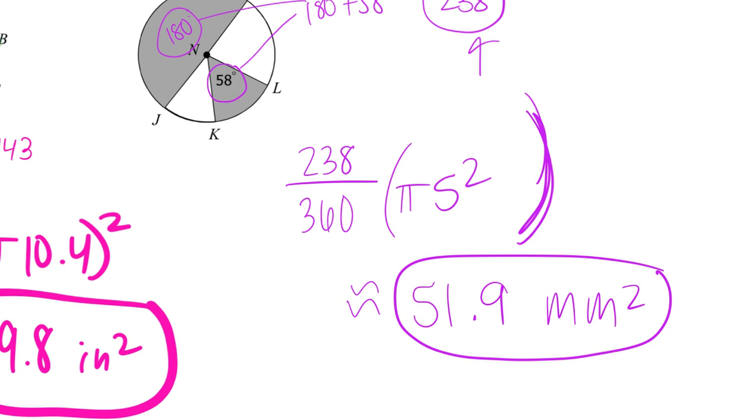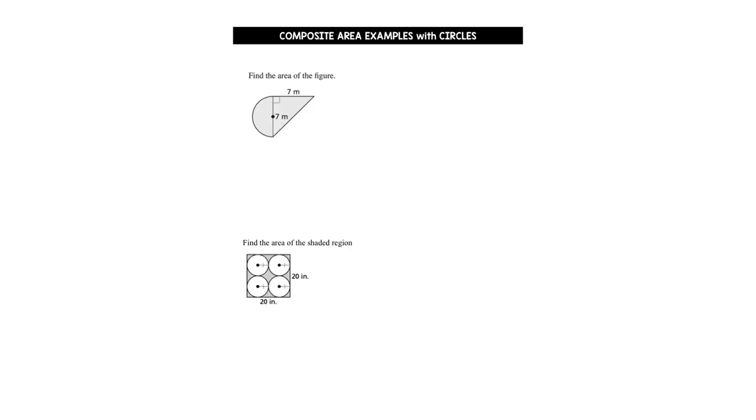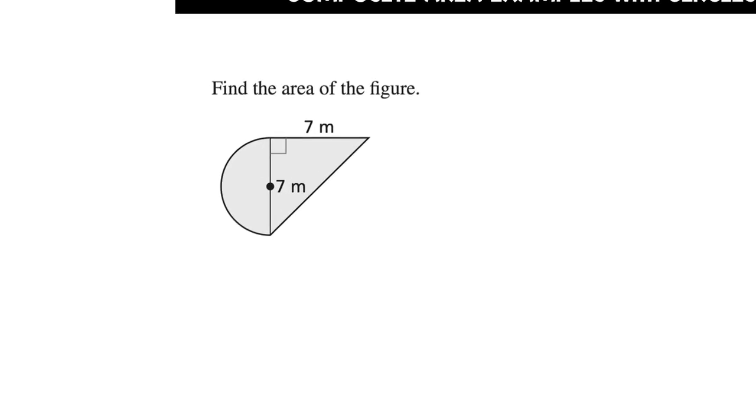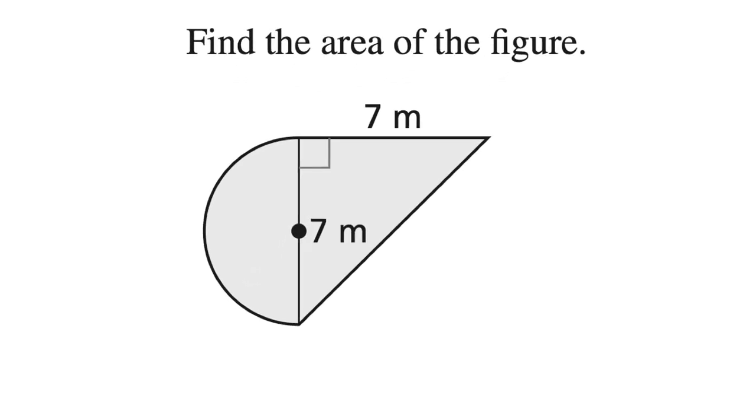Okay, go ahead and turn to the last page. We're going to talk about composite area now. We talked about this a little bit in the last lesson. Composite area means that you have a strange looking shape, and it's created by two different shapes put together. So we're going to find the area of each piece, and then we are going to add those together.